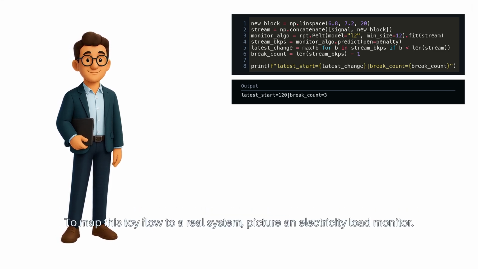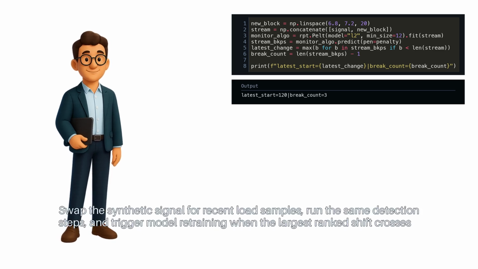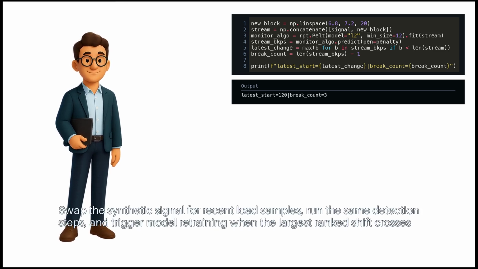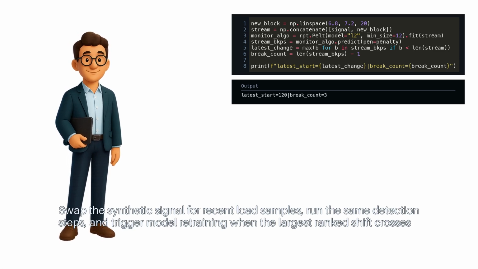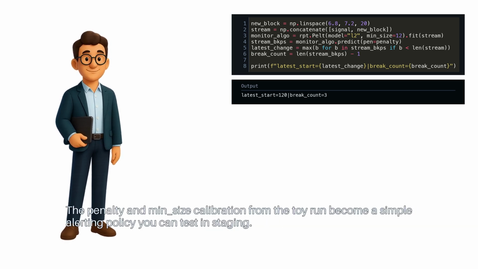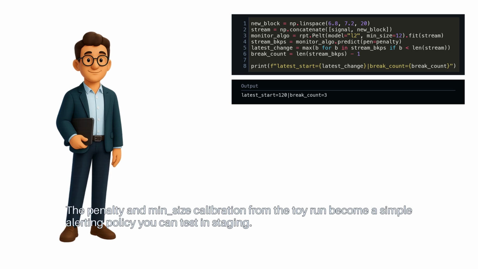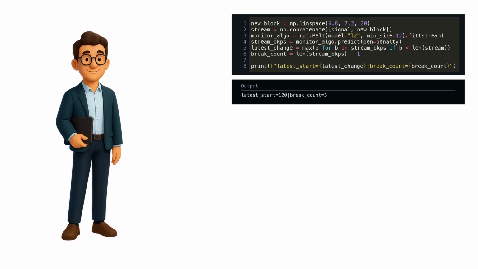To map this toy flow to a real system, picture an electricity load monitor. Swap the synthetic signal for recent load samples. Run the same detection steps and trigger model retraining when the largest ranked shift crosses your business threshold. The penalty and min-size calibration from the toy run become a simple alerting policy you can test in staging.